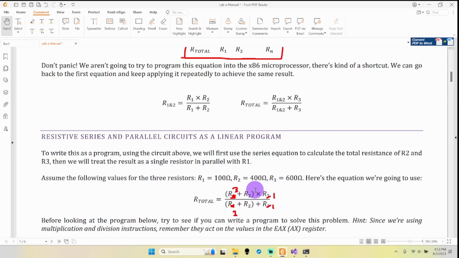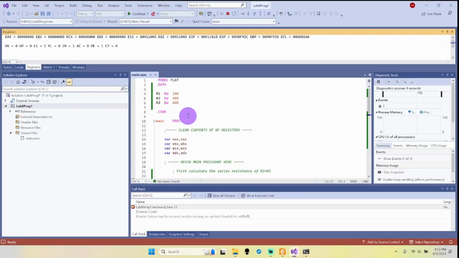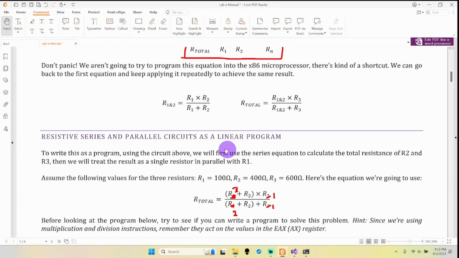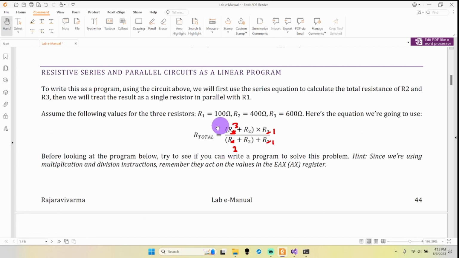Okay. All right. Back to the code, our numbers are 100, 400, and 600. And let me just double check if I wrote this down right. Let's see what it says here. Okay. Let R1 be 100, R2 be 400, R3 be 600. Hint, since we're using multiplication division instructions, remember they act on the values in the EAX register. Yes, EAX, we use them for multiplication division. And the others will not work.